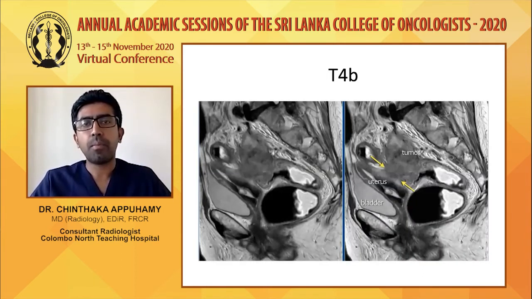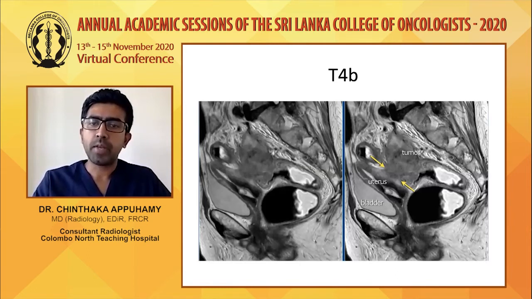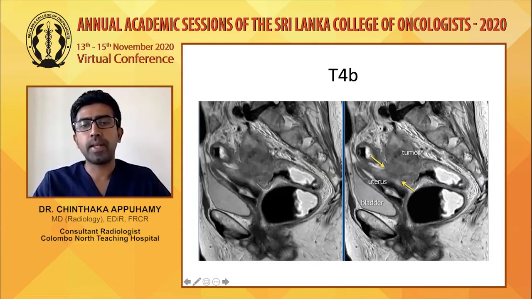In T4B disease, as I discussed earlier, the tumor infiltrates into the pelvic organs. This sagittal T2 weighted sequence of a female shows infiltration of the uterus, so that you cannot see the fat layers between the uterus and the tumor. Then we call this T4B.